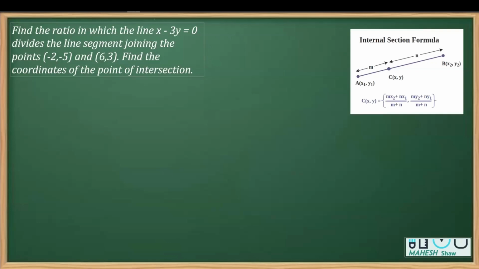In this video, we are going to do one question that uses the internal section formula. That means we can find the ratio in which a point divides the line joining two points. Before we apply this formula, let's read the question. It says, find the ratio in which this line divides the line segment joining these two points. And in the later part, we also have to find the coordinates of this point.